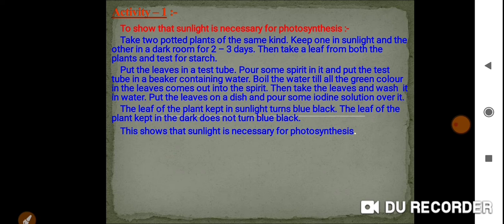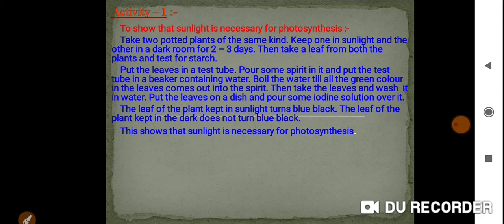So to complete this photosynthesis process, that is the preparation of food by a plant, sunlight is very much important. So what we have to discuss here is whether sunlight is important or not. Finally, after completing this activity, we can conclude whether it is necessary for photosynthesis or not.